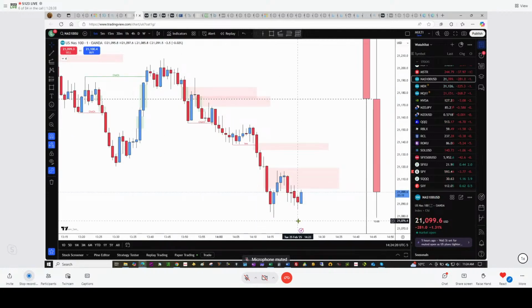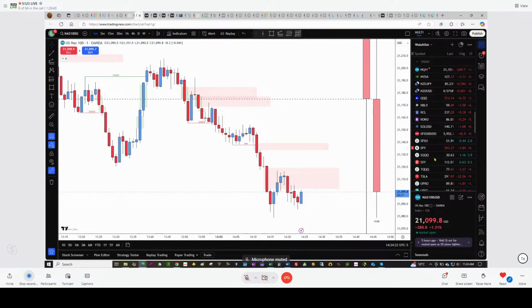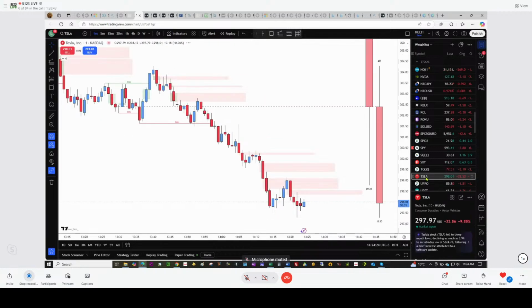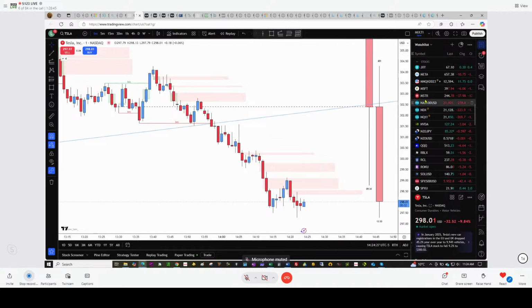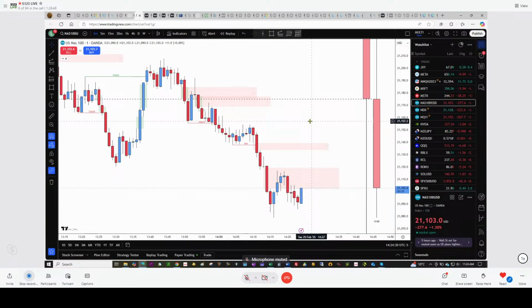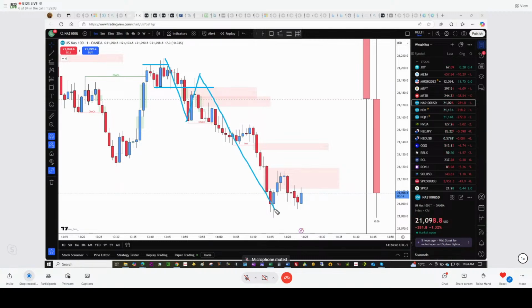And NASDAQ is almost identical to Tesla. Interesting, eh? The same pattern. Look at that. It's like you're looking at the same chart. Amazing. They did that same thing here. Sweep. They come down, close below, come back in, drop. The same pattern. So it looks like we're going to continue down a little further here on the NAS. Oh yeah.